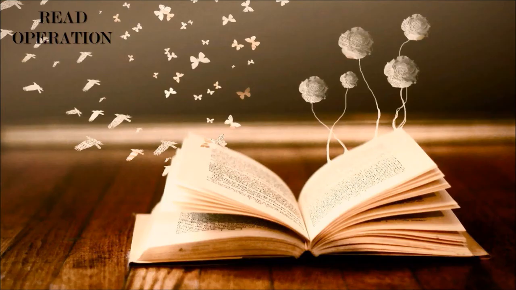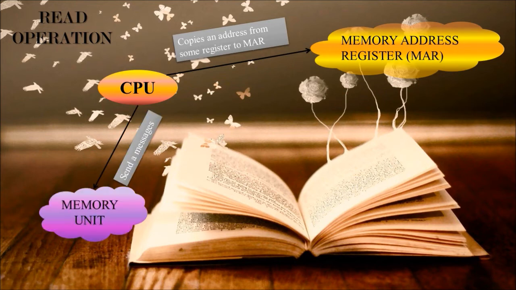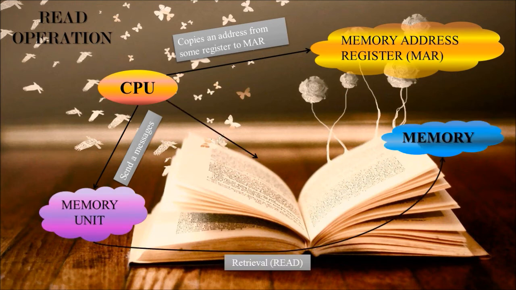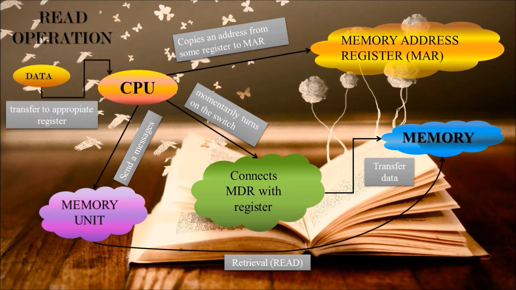Read operation. The CPU copies an address from some register in the CPU to the memory address register, MAR. At the same time, the CPU sends a message to the memory unit that the memory transfer is a retrieval, read from memory. The CPU then momentarily turns on the switch that connects the MDR with the register, and transfer takes place between the MDR and memory. The data will then be transferred to the appropriate register in the CPU. Memory content will remain intact, while the content of the MDR will be replaced by the new data from memory.